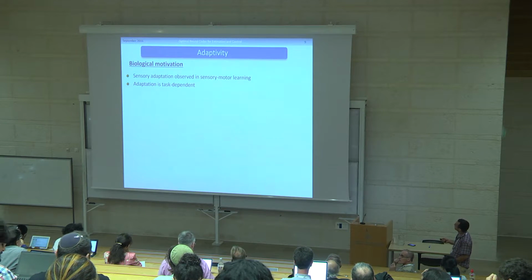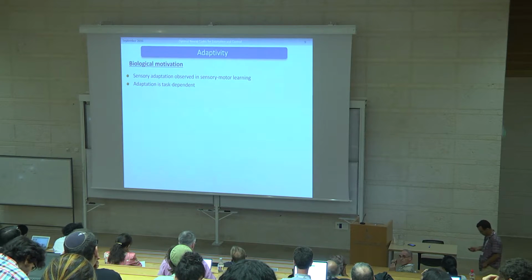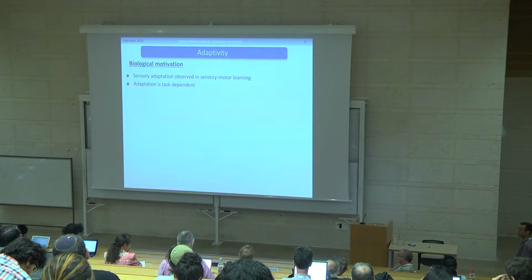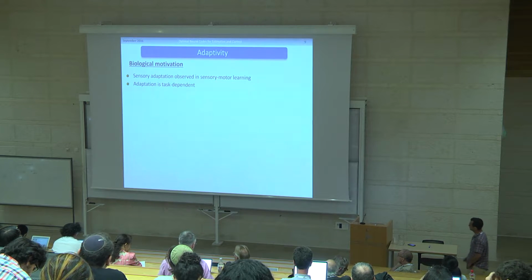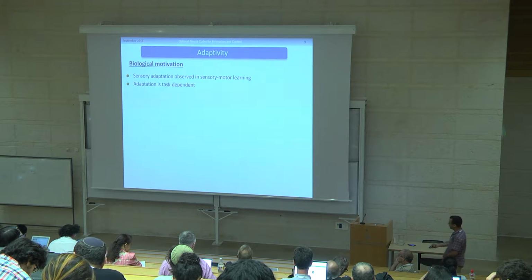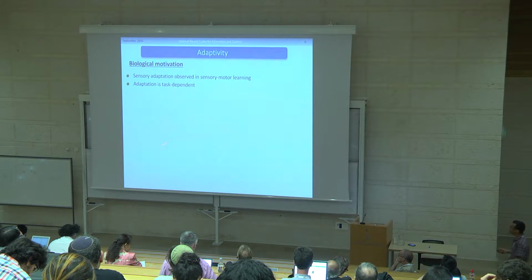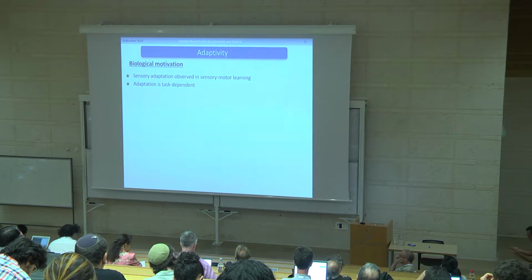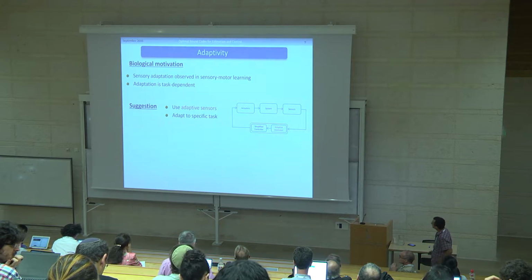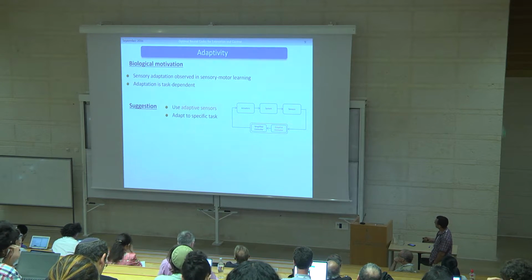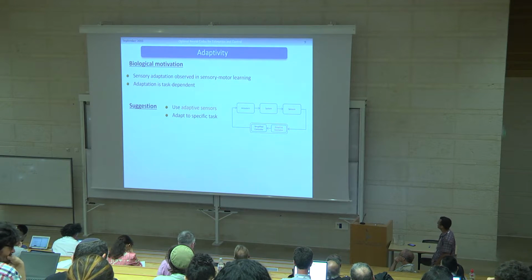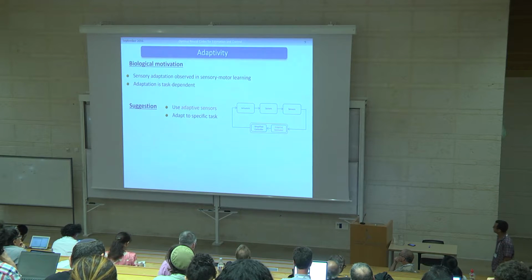We know that sensory adaptation and motor adaptation as well are ubiquitous, or observed, in sensory motor learning and in multiple biological systems. Now, in many cases, and specifically in the example that I will show in a few slides, adaptation is task dependent. So your adaptation depends on the type of task, the type of environment you're in. So the suggestion that I'm going to pursue here is to use adaptive sensors and to adapt these sensors to the specific task that you're trying to solve.